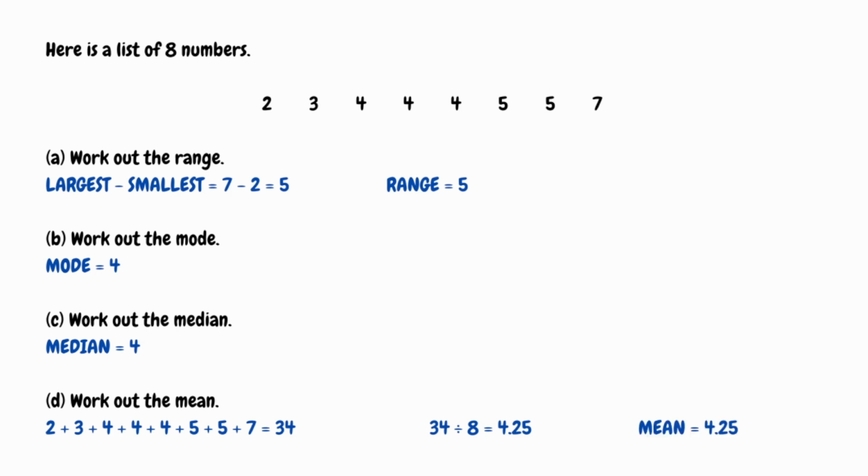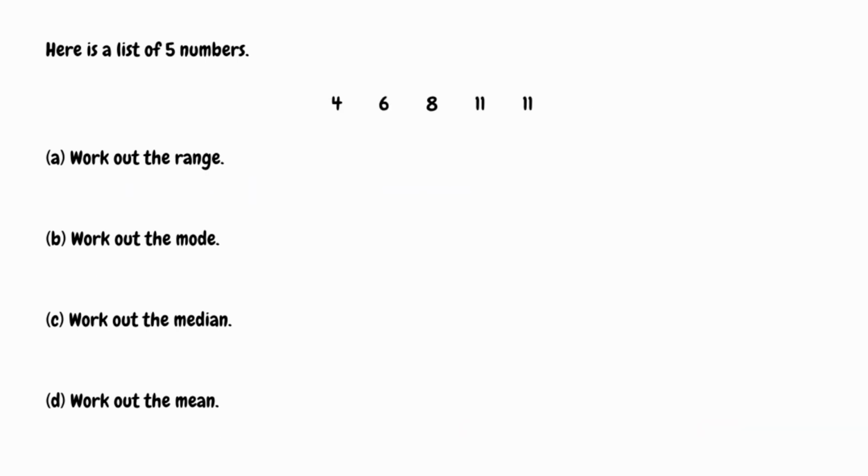Okay, let's take a look at another question. Okay, for this question, we've got a list of numbers 4, 6, 8, 11 and 11. And going back to what we said earlier, it's extremely useful if we put the numbers in order. Well, again, fortunately for us, these numbers are in order from smallest to largest.